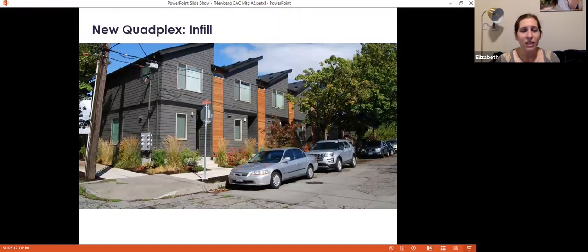This is a quadplex infill example in an older residential neighborhood. Likewise, it does not have off-street parking. All the parking is on-street in order to fit the 4 units on a corner lot, but they each have individual entrances and connections to the street. And it presumably was able to be sited on the same space that a single home used to occupy.